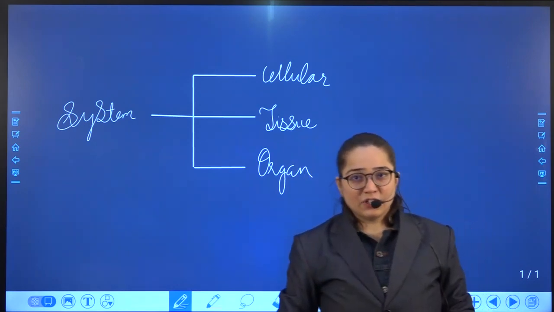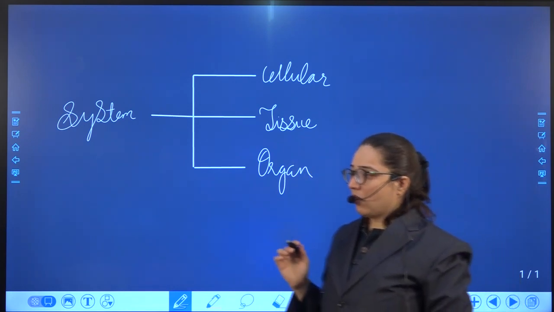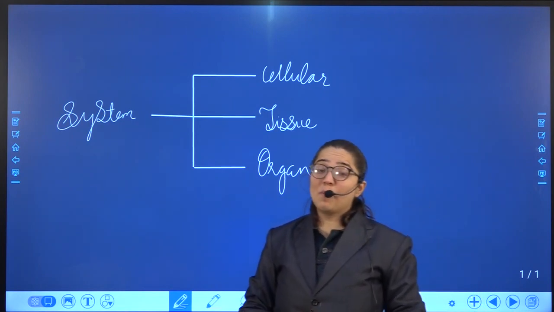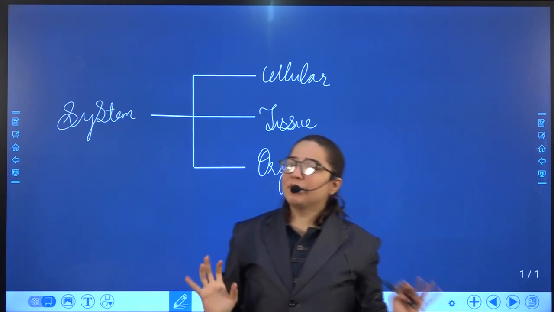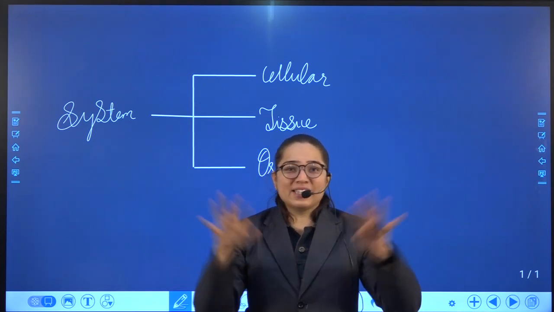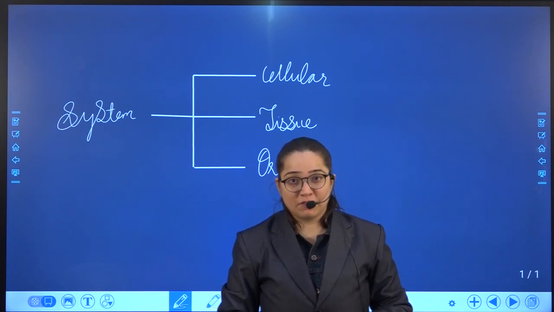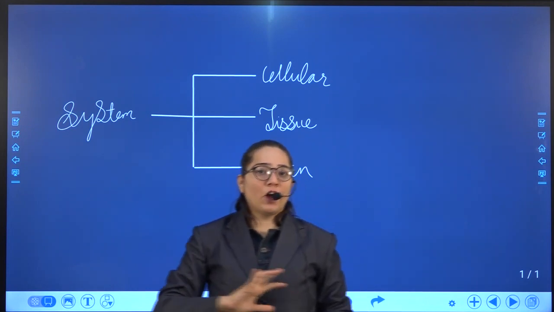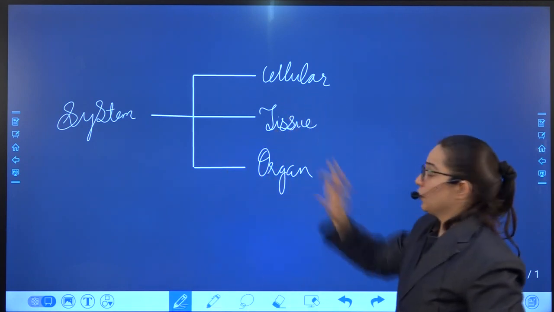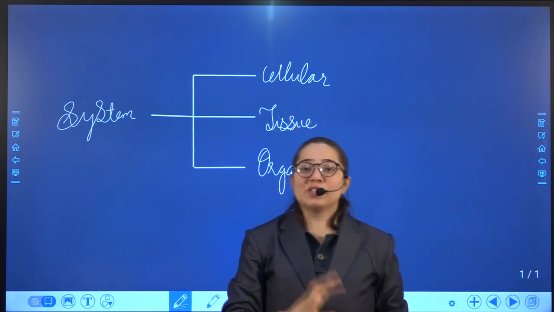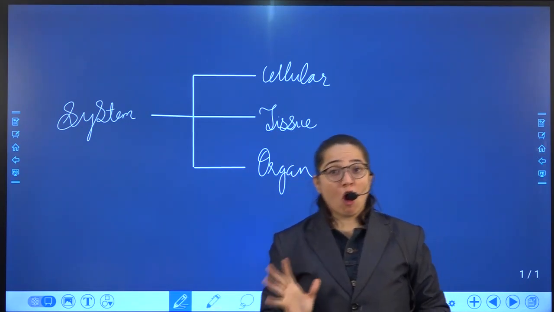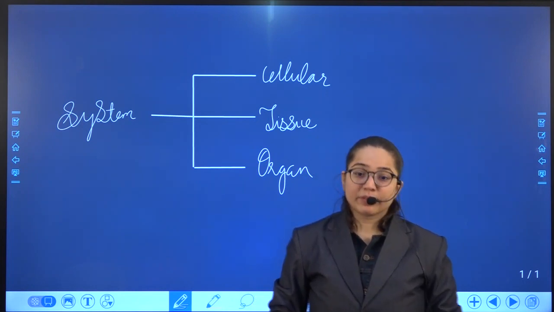There are many such organisms in kingdom Animalia which are multicellular, but that doesn't mean that they are forming all the tissues. Only many cells are performing a particular function. They are not forming any tissues for it. Next, tissue. Only tissues are there. They don't have any specific organ for that.